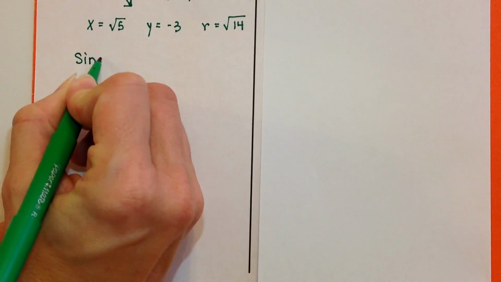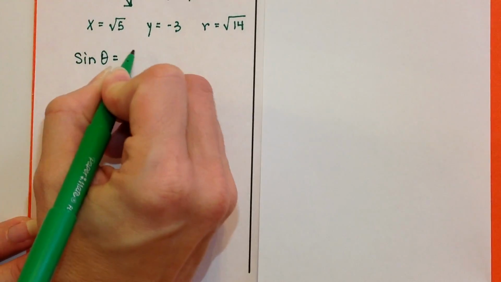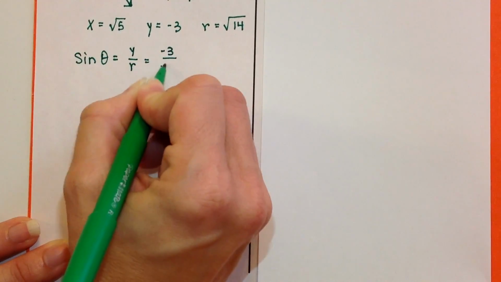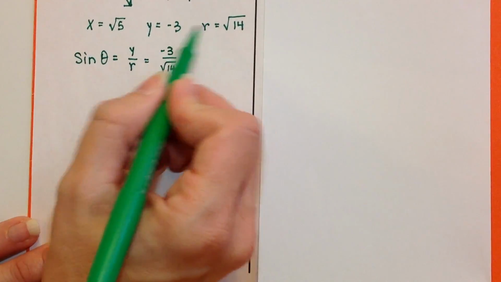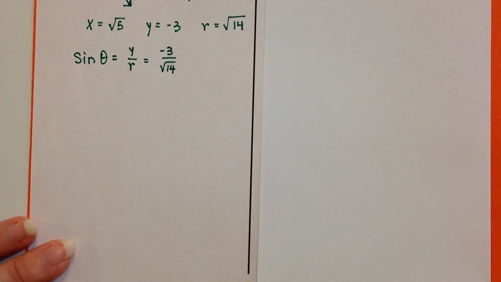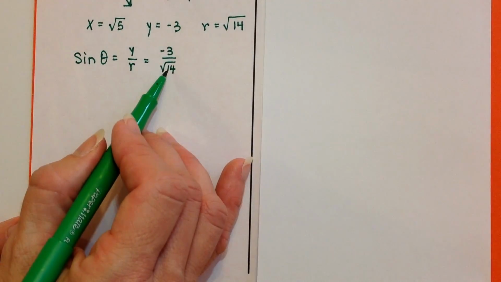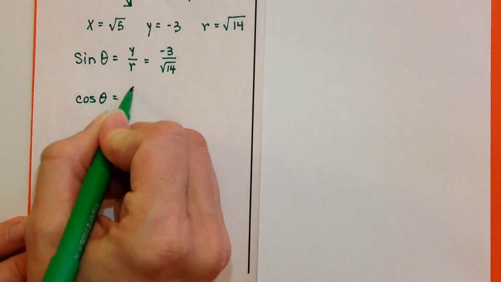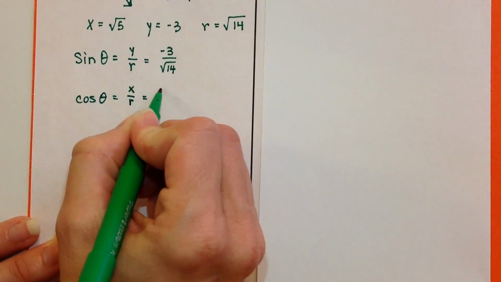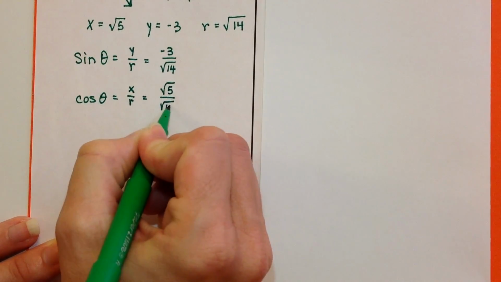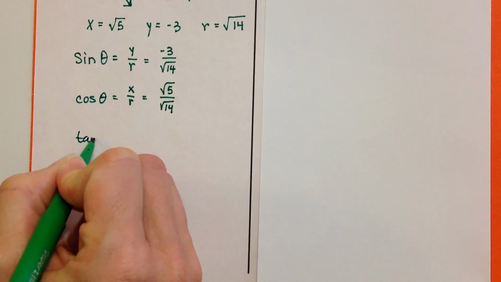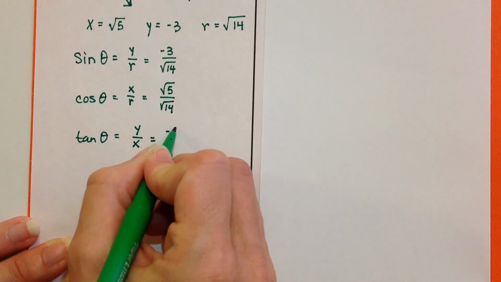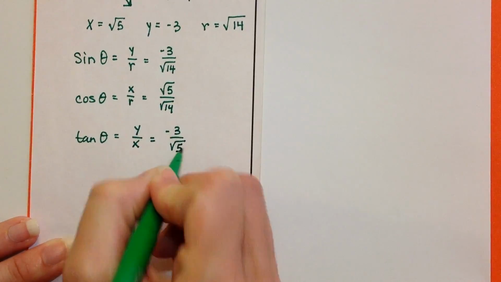Okay, so I gave you earlier that sine theta would be y over r. So that would be negative 3 over square root 14. I'm just strictly taking these and plugging them where they're supposed to be. You do not have to rationalize these, so we're not going to worry about that. Okay, cosine is x over r. So that would be square root 5 over square root 14. Tangent theta is y over x. So that would be negative 3 over square root 5.